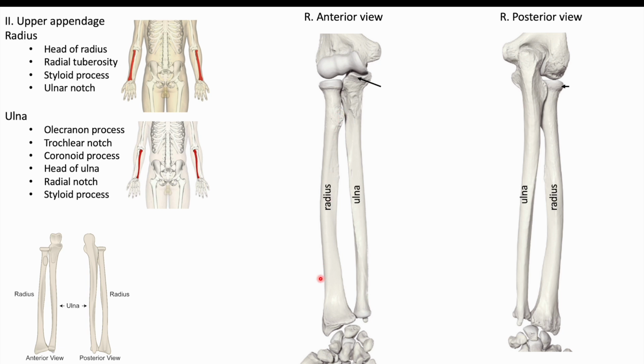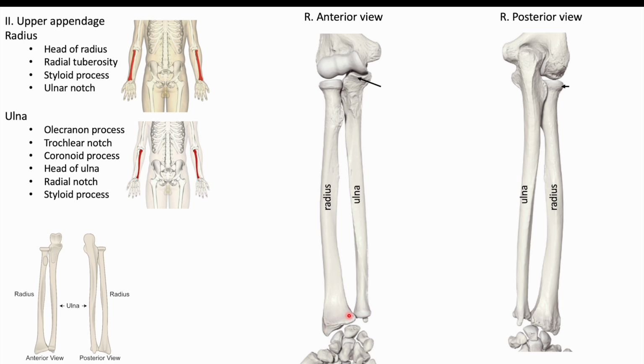And then moving down, you can see that there's this tip right here. This tip is called the styloid process. We've seen the word styloid before. Styloid means pen. It means specifically the tip of the pen. So anytime you see a tip, there should be the word styloid. And this is the styloid process of the radius, because there's another styloid process of the ulna, as we'll see later.